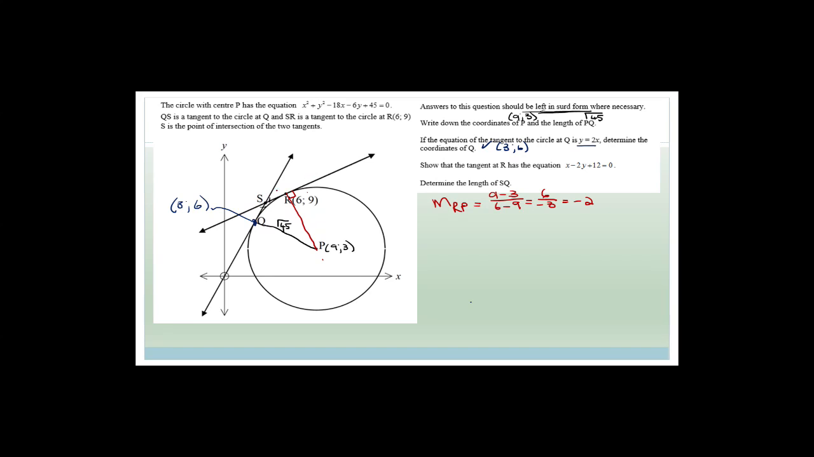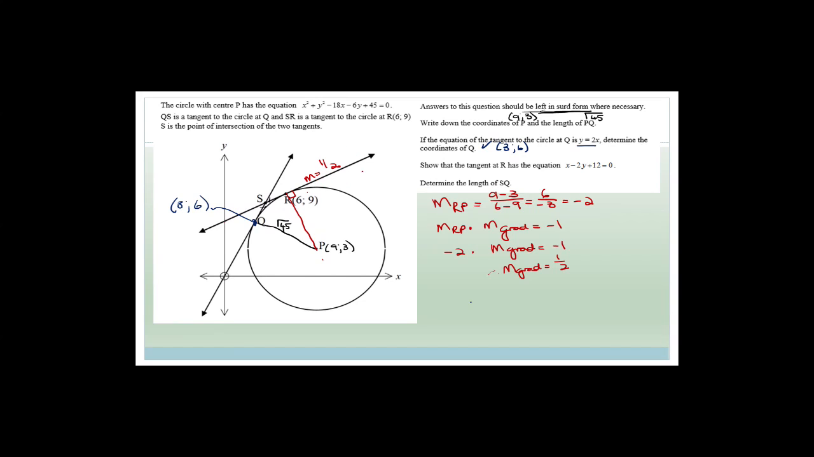So what does that mean the gradient of this tangent will be? Well, we know that m of RP multiplied by m of the tangent has to equal negative 1. That's the rule. But this is minus 2, so minus 2 multiplied by m has to equal negative 1. Therefore, m of the gradient is equal to a half. So for the gradient of the tangent, m equals a half.